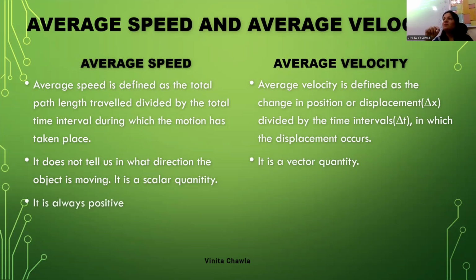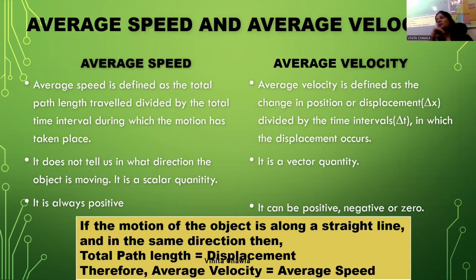Average speed is always positive because distance covered is always positive. Distance covered can never be negative. While average velocity can be positive, negative, or 0. See, if the object is moving in a straight line, then distance and displacement are the same. Path length is equal to displacement. So in this situation where path length and displacement are equal, average speed and average velocity are also equal. Should I move to the next slide?